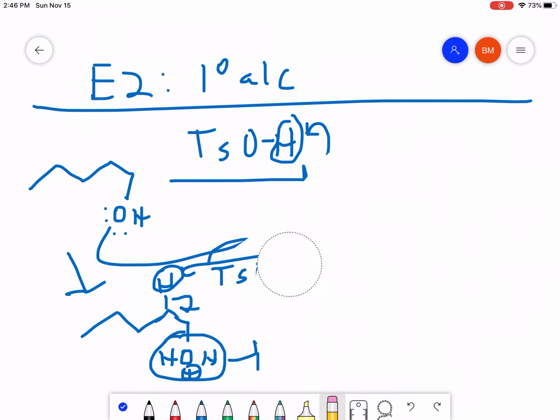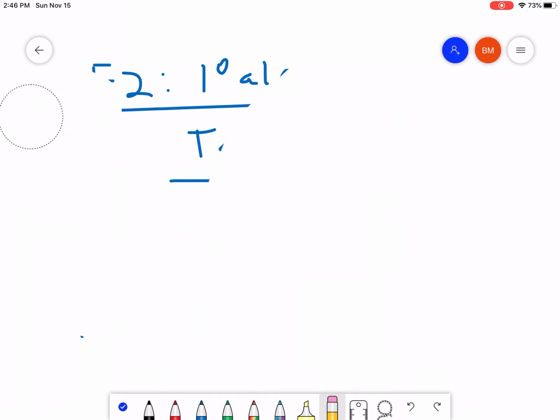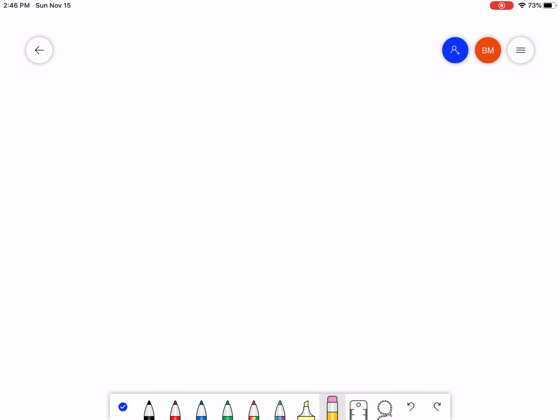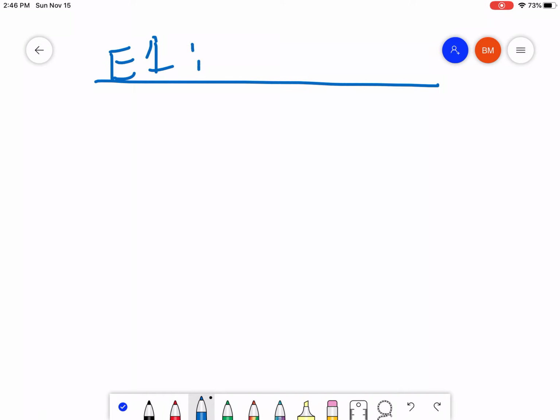Where it gets a little bit more complicated is with your E1s. Those are definitely more involved. Well, let's take a look at your E1s. Now E1s, as you might suspect, since E2s only worked with primaries, these are going to be what secondary and tertiary alcohols do. No matter what, if you have a secondary or a tertiary alcohol and you do a dehydration, it is going to undergo an E1 mechanism. So let's take a look here.